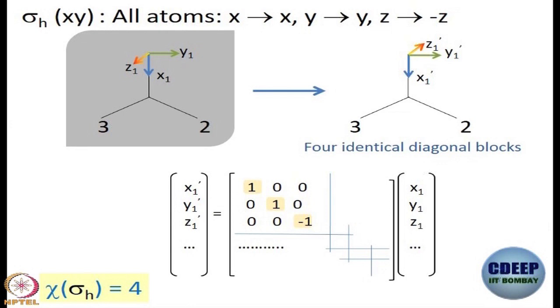So, what is the contribution to character of each atom? 1 plus 1 minus 1. So, it is 1. Maybe you are giving me the answer when you said 1. I thought you were giving me the answer for x only anyway. And how many such blocks are there? So, what is the character? Character of sigma h is 4.